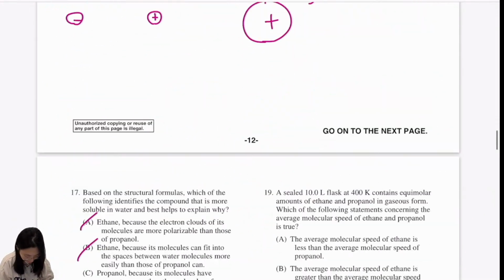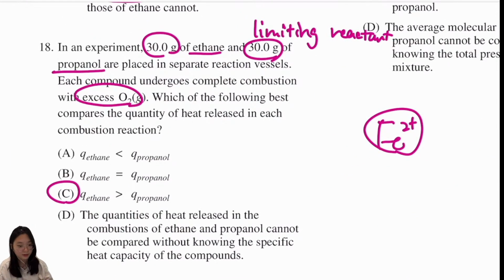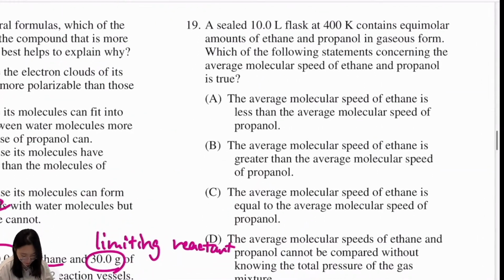So that's why the answer is C. Q ethane is greater than Q propanol. And next, question number 19.